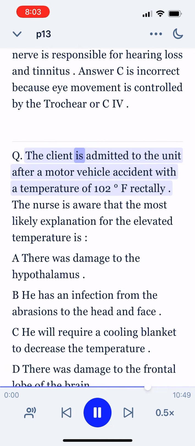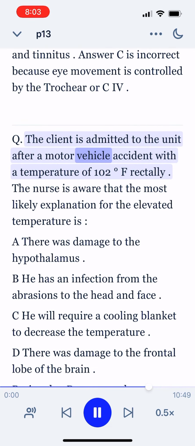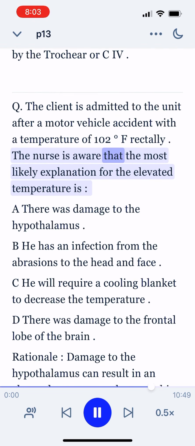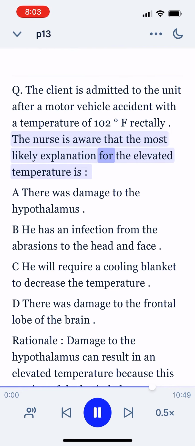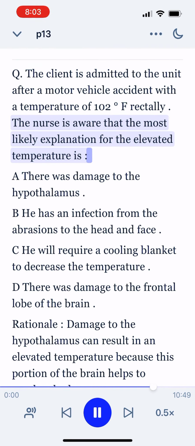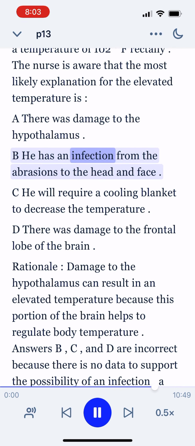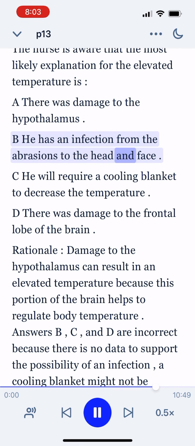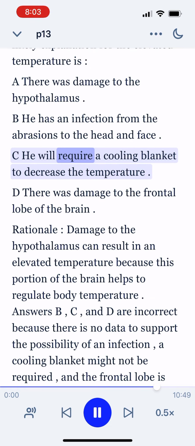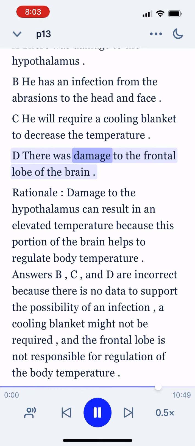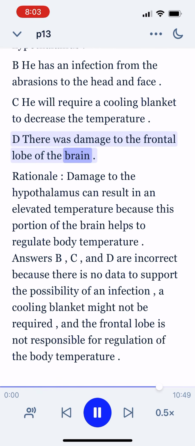Q. The client is admitted to the unit after a motor vehicle accident with a temperature of 102 degrees Fahrenheit rectally. The nurse is aware that the most likely explanation for the elevated temperature is A. There was damage to the hypothalamus. B. He has an infection from the abrasions to the head and face. C. He will require a cooling blanket to decrease the temperature. D. There was damage to the frontal lobe of the brain.